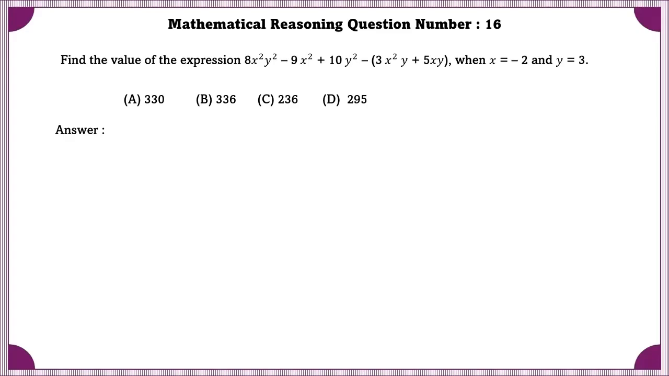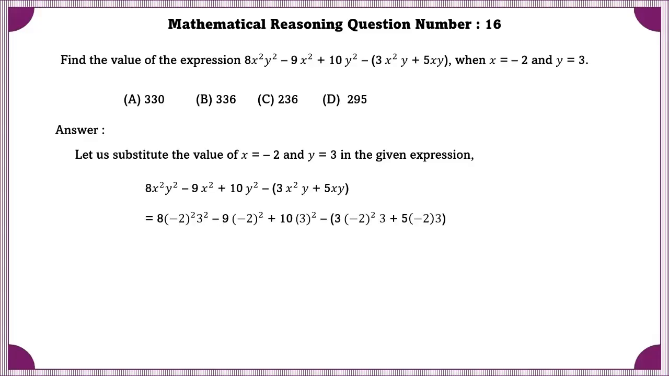Mathematical reasoning question number 16. Find the value of the given expression where x is equal to minus 2 and y is equal to 3. First, let's substitute the value of x is equal to minus 2 and y is equal to 3 in the given expression. Simplifying, we'll get the answer as 336.